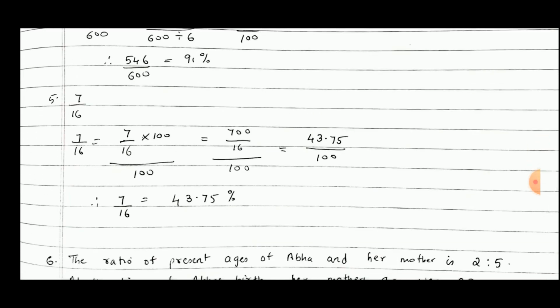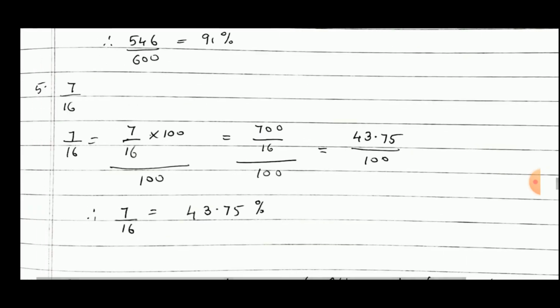Then 7 upon 16. So 7 upon 16 into 100 divided by 100. So 700 upon 16 upon 100, so 43.75 upon 100. This sum you observe carefully. The denominator we want 100. So when we are taking the denominator 100, the numerator also you have to multiply by 100. Okay. So 7 into 100 is 700 upon 16. 700 upon 16 you divide, you get 43.75 upon 100.